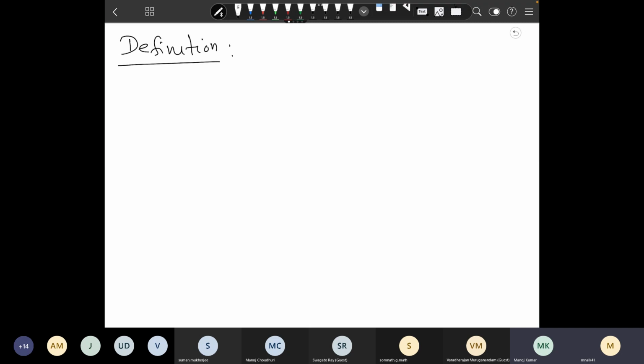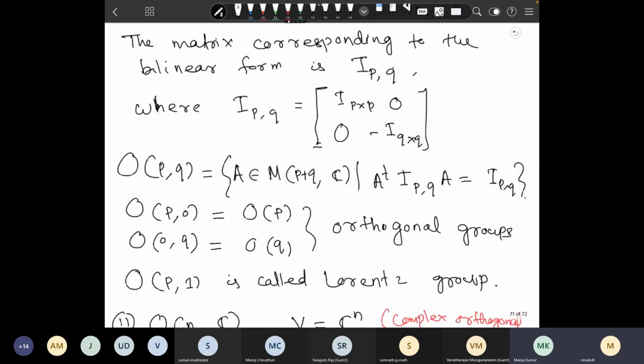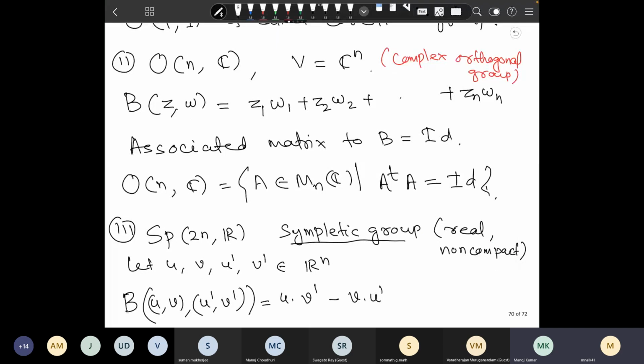This name classical group sort of comes from physics, because physicists use these groups, and they are important for some physics. The so-called symplectic group Sp(2n,R) is important from the point of view of symplectic geometry. It is a very important group. So I am just giving the definition of a classical group, but we will see some of these groups.